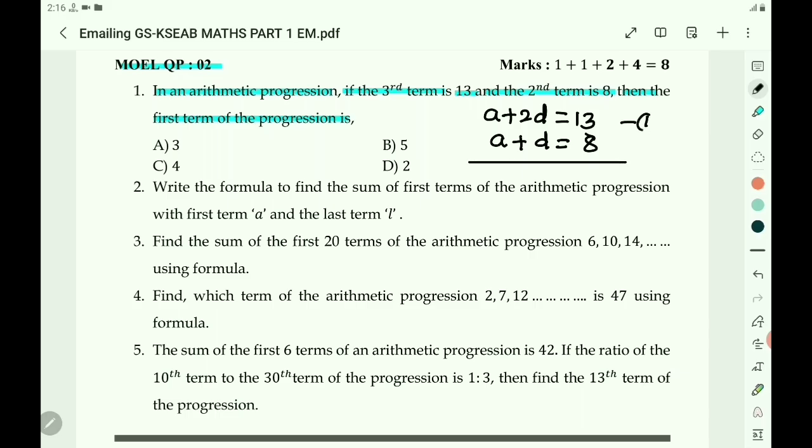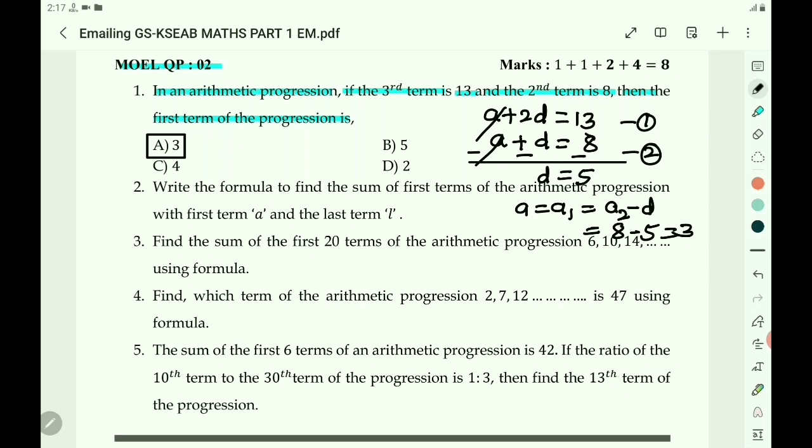If first equation and second equation are taken, by subtracting second equation from first equation, here change the sign, a cancels, 2d minus d is d, 13 minus 8 is 5, you got d equals 5. Then first term a1 is equals to what? a2 minus d. a2 is the second term which is 8, d is 5, 8 minus 5 is equals to 3. First term is 3, the option A is the answer.